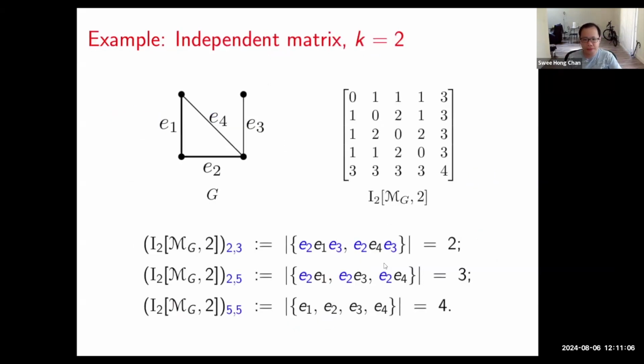Okay. And for example, this is the independent matrix for the graphical matroid for this graph. It's a 5 times 5 matrix because this graph has 4 edges, so 4 plus 1 is 5. And k is equal to 2 here. So you see that the entry corresponding to 2 and 3 is the number of words that start with E2 and end with E3, and the length is 3 because k plus 1 is equal to 3. Entry 2 and 5 counts words that only start with E2, because there's no condition on the ending letter. And 5, 5 simply counts all of the words of length 1. That's why there are 4 of them. This is the combinatorial interpretation for this matrix. Everything clear with the example?